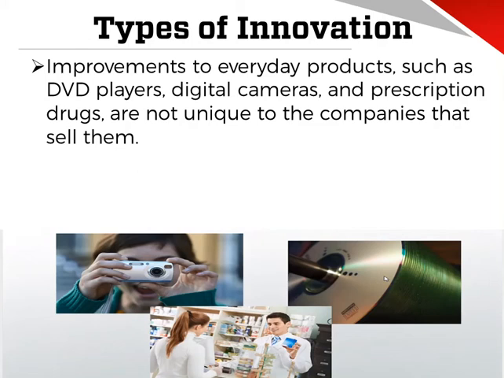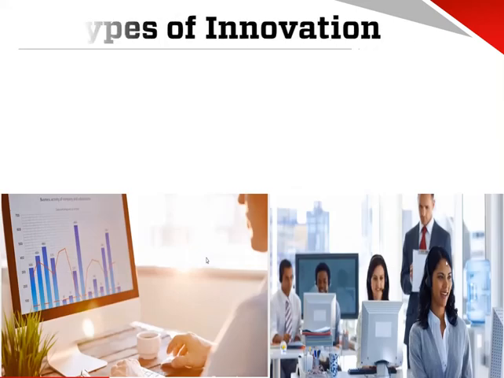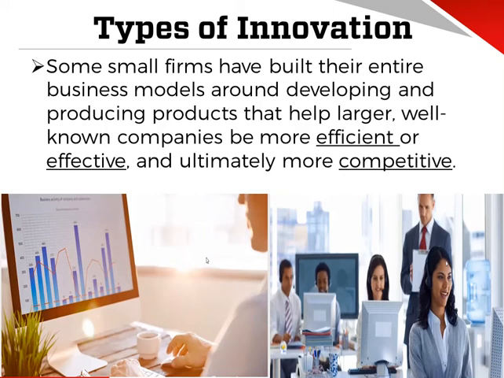Improvements to everyday products such as DVD players, digital cameras, and prescription drugs are not unique to the companies that sell them, right? Innovation is happening in all places. Cutting edge components, parts, or pioneering research and development were provided by smaller firms with innovative ideas, right? Because they see everything with fresh eyes, new idea generation happens there. So cutting edge technologies are also being used in big companies through collaboration with small entrepreneurial firms. Some small firms have built their entire business models around developing and producing products that help large, well known companies be more efficient or effective and ultimately more competitive.